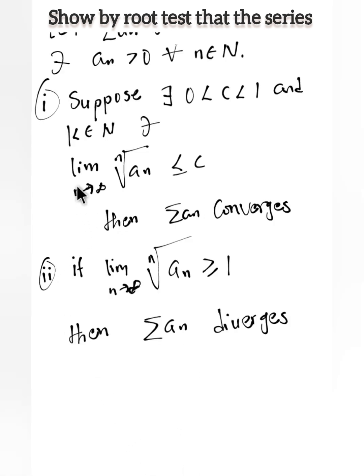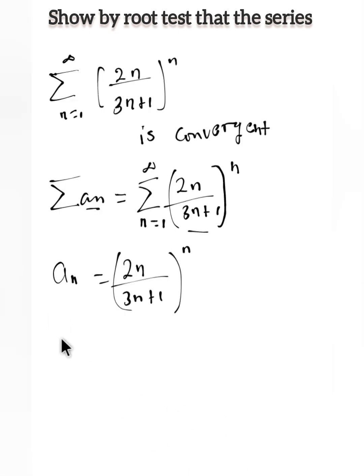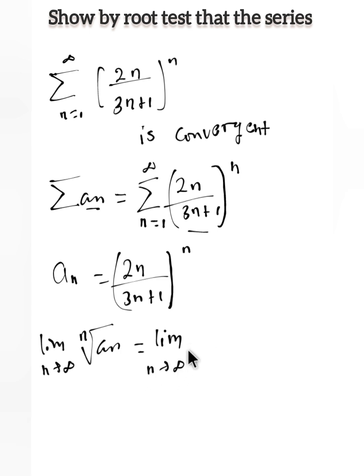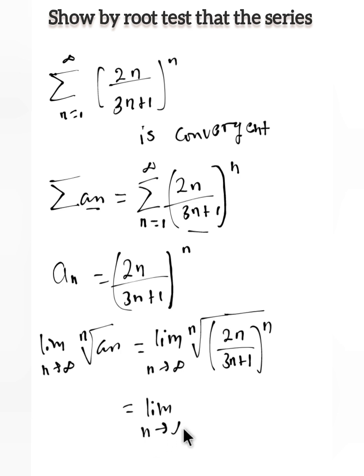In the definition, we need to find the limit as n tends to infinity of the nth root of an. So let's work with that, which is the limit as n tends to infinity of the nth root of an. This will be equal to the limit as n tends to infinity of the nth root of (2n over 3n plus 1) to the power n. So we need to simplify this expression.